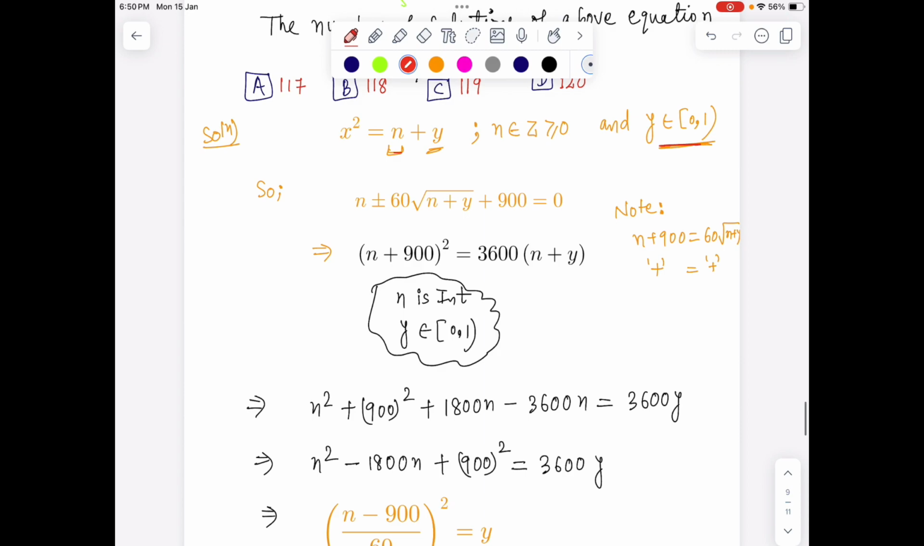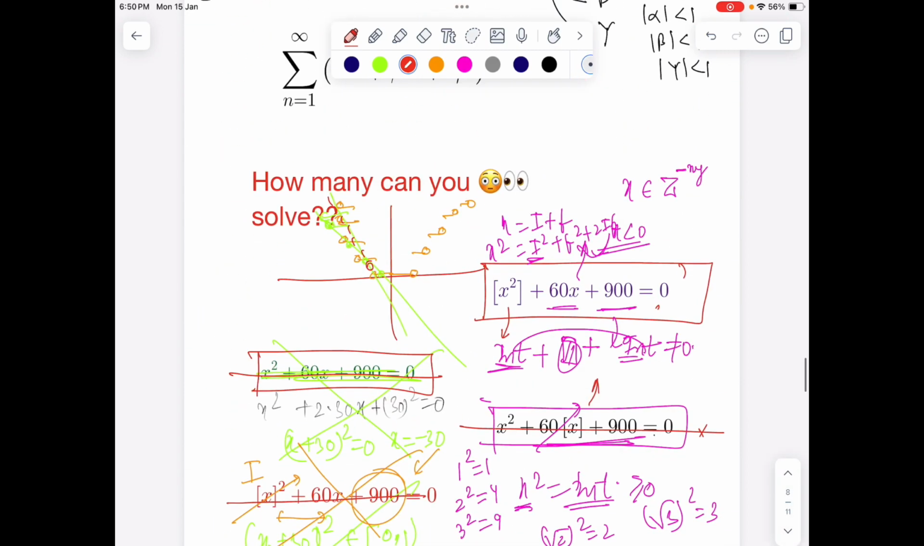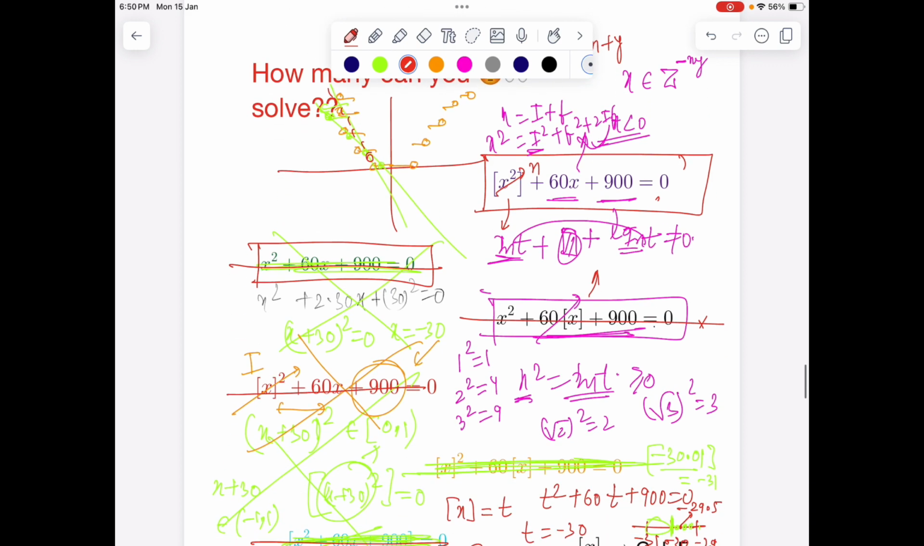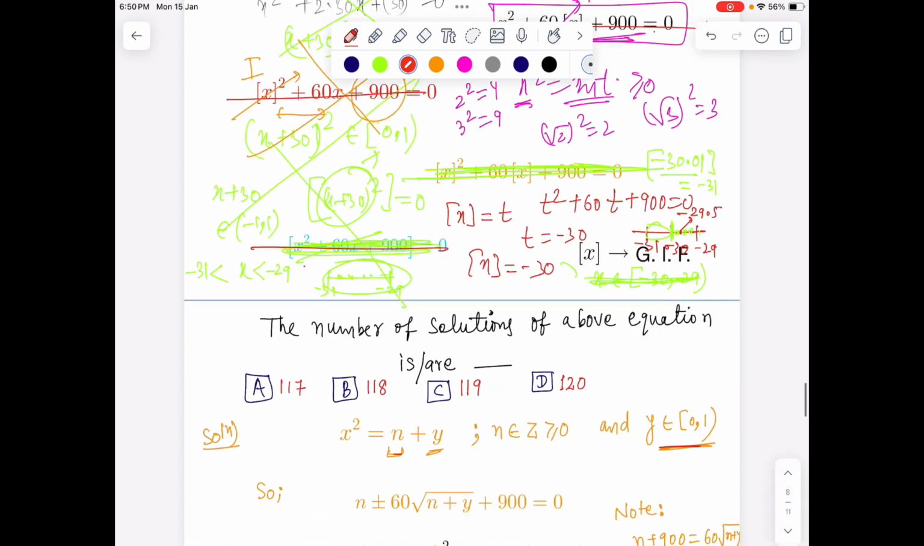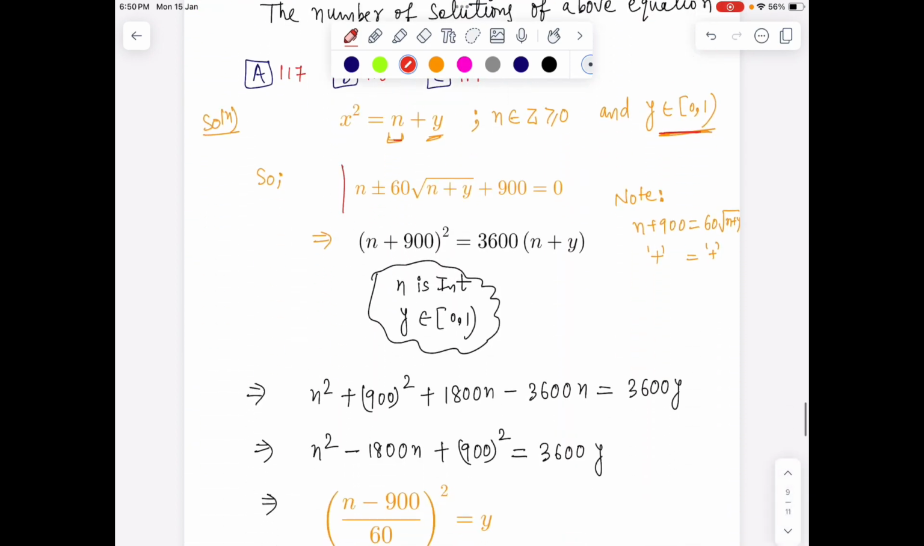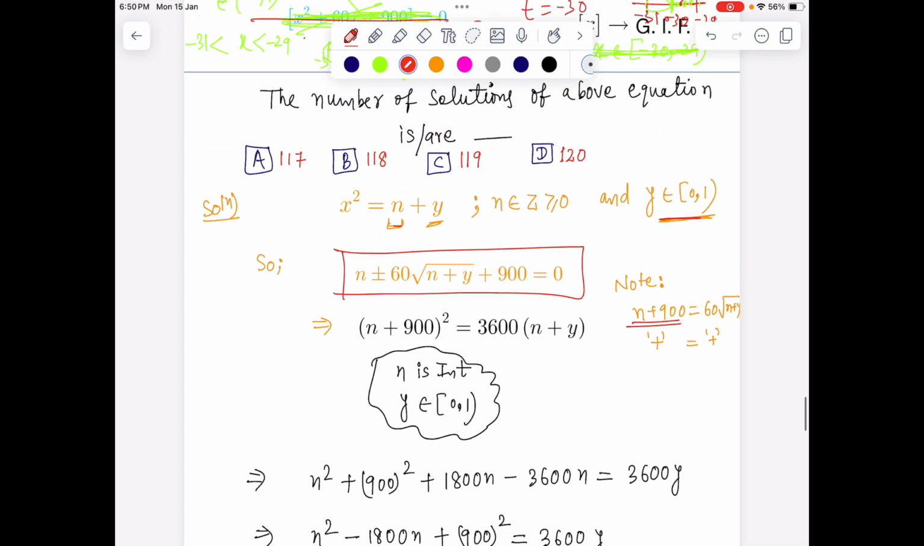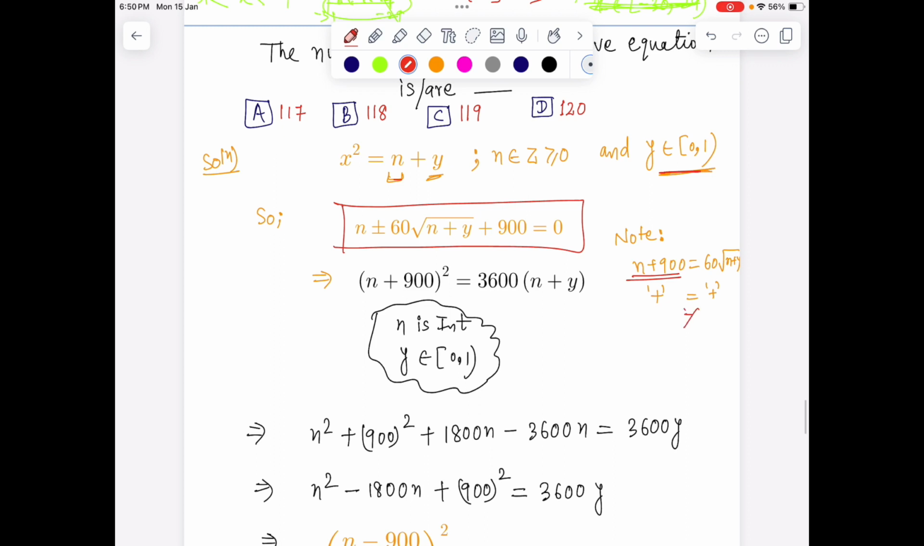And what we get is n minus 60 root n plus y plus 900 equals 0. Because you can just check the equation, this will become just n, and since x square equals n plus y, x equals plus minus root n plus y, and minus root n plus y is discarded because x is a positive guy. Well, so far so good. So this is the equation that I'm having in my hand. Note n plus 900 is positive, so we'll discard the negative sign, right?